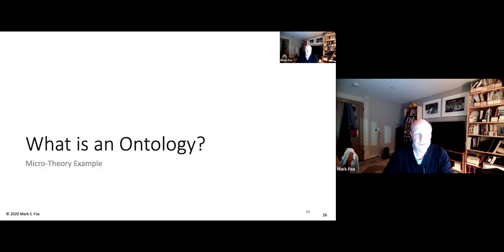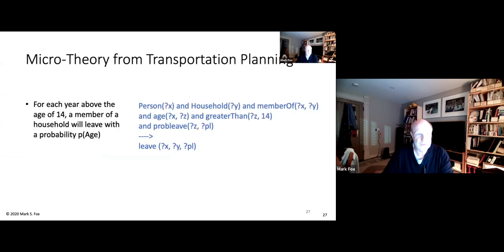Finally, what does a microtheory look like? In this case, we have the rule that we saw earlier: for each year above the age of 14, a member of a household will leave with the probability of age. Then we can create rules in the ontology that use the ontology by saying: if X is a person, Y is a household, X is a member of Y, that is, a person is a member of the household, and they have an age Z and it's greater than 14, then the probability of leaving is based on Z, is PL. So that's just a simple example of a rule that one can construct.